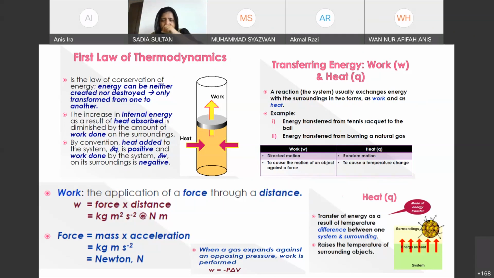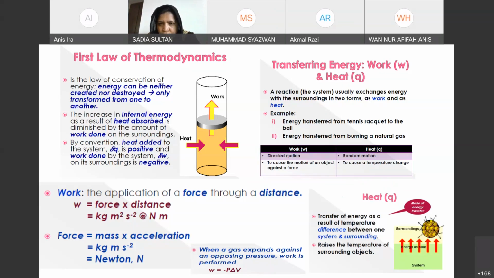Energy transfer from burning natural gas. When we cook something on a stove, electric or gas, what happens? The energy in the stove is transferred to your food, and your food is cooked, or anything you want to warm or heat, or boil your water. Whether it is an electric induction cooker or gas, this energy is transferred to your food or your water.